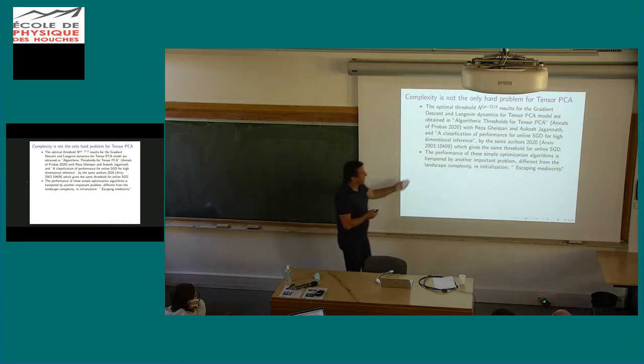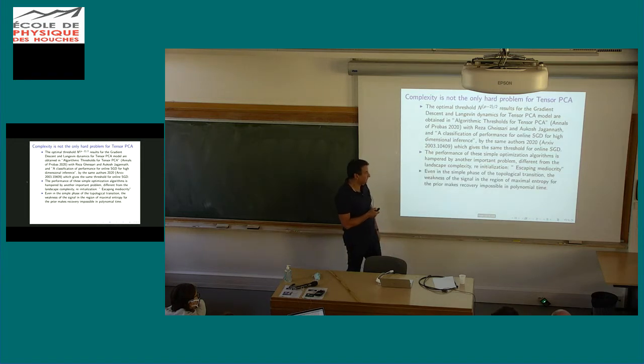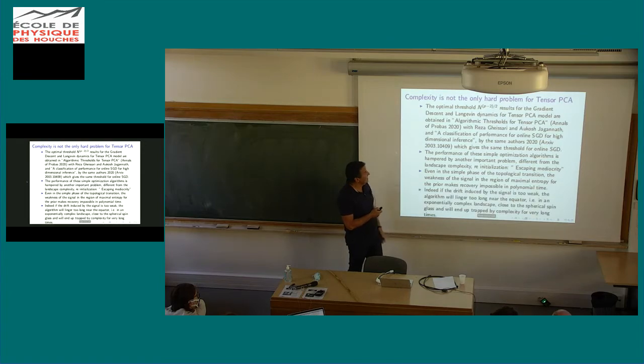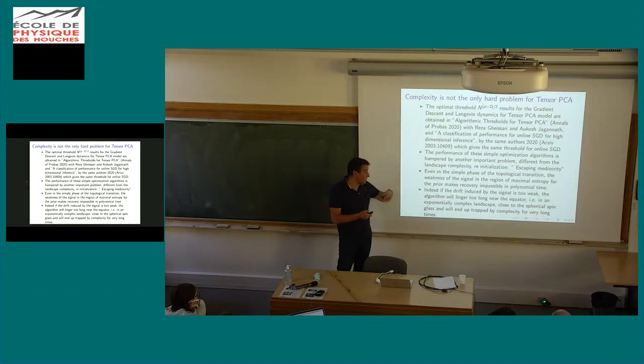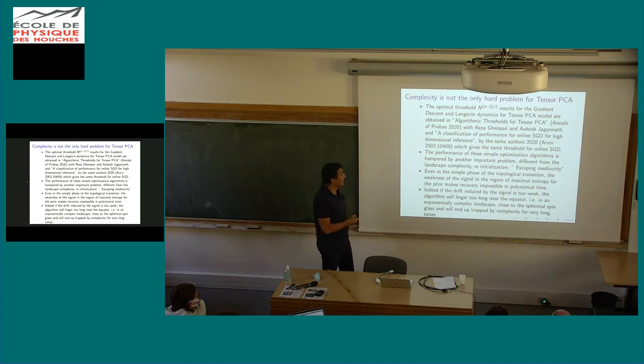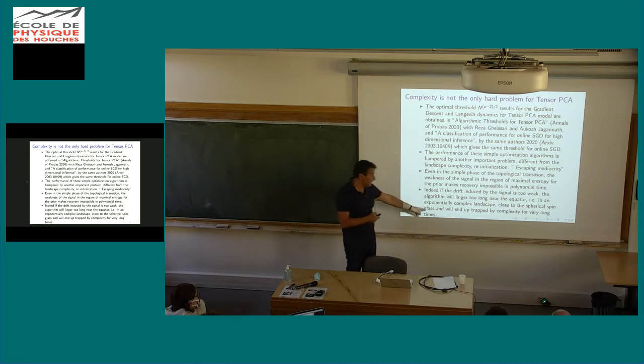Okay, so these algorithms, the most important thing, this threshold here, it's important because of what I explained, escaping mediocrity. And so let me now explain. If the drift induced by the signal is too weak, the algorithm will linger too long near the equator, which is what I drew last time. And then will be trapped by complexity. Then complexity will be important for refutation.